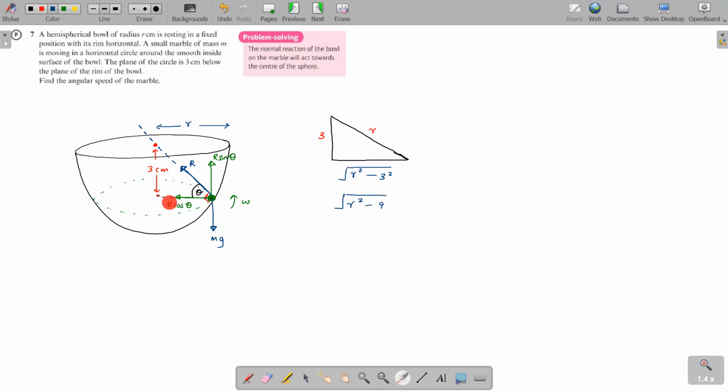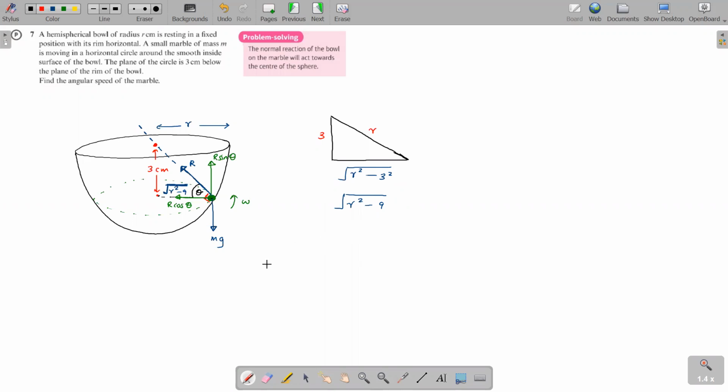So this length over here, or in other words, the radius of our horizontal circular motion, is root r square minus 9. I hope you guys can understand. So the radius of this is root r square minus 9, the length. Okay, so just a heads up. Right, let's now move on to the sum.